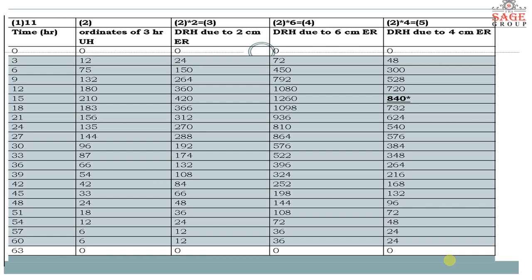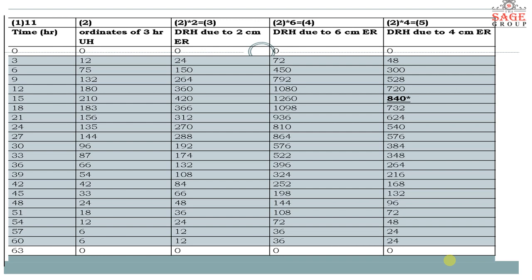In the third column we can see the DRH due to 2 centimeter effective rainfall. What we are doing here is multiplying column 2 with 2 centimeter of excess rainfall. We will get 0, 24, 150, right? So 12 2s are 24, 75 2s are 150, 132 into 2 is 264, and similarly going on till the 63-hour duration. 0 into 2 is equal to 0.